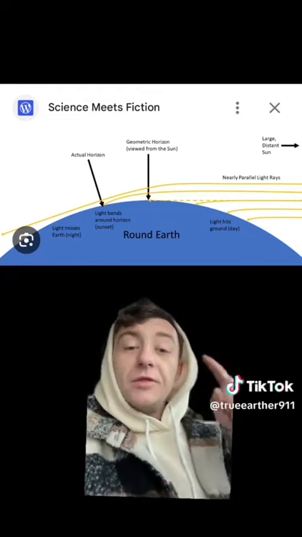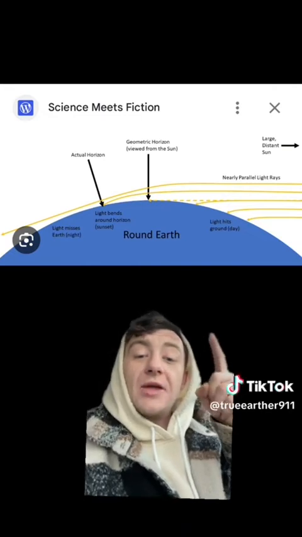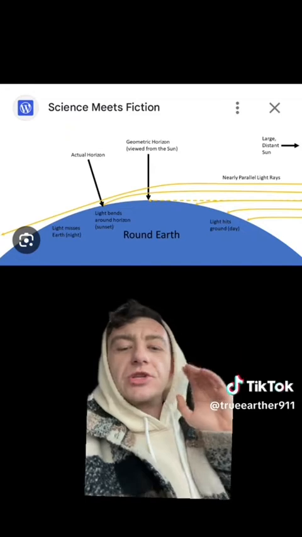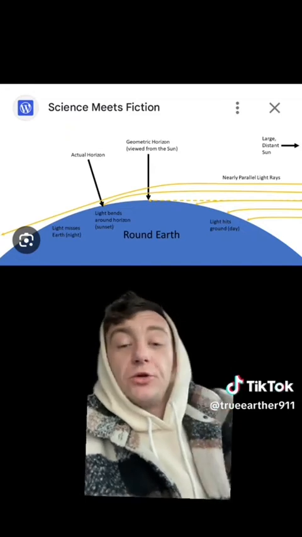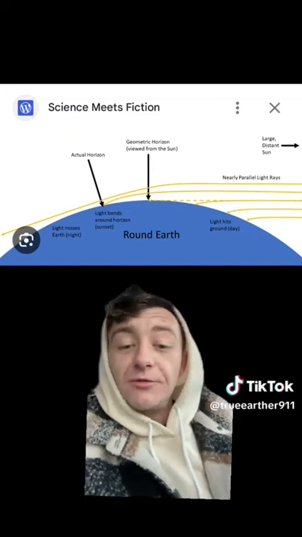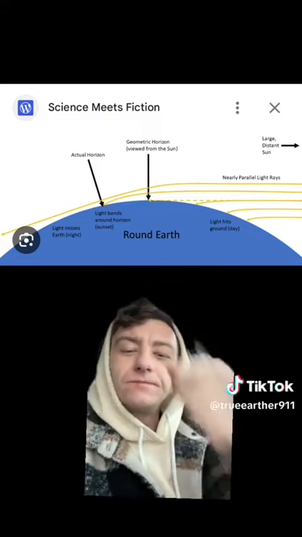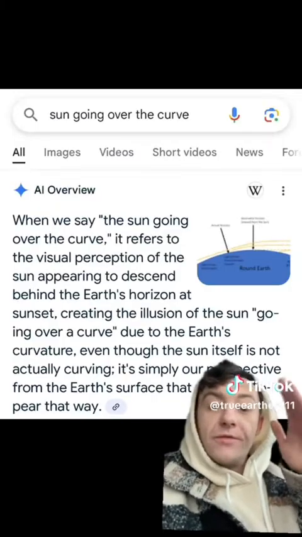So if you're involved in the science game and you're indoctrinated and you don't believe in the flat realm, this is what you believe happens to light when the sun goes over the curve. Now, if I told you the sun was nothing but a perspective illusion and it didn't go over the curve, I know you wouldn't believe me. But would you believe Google? The sun going over the curve.